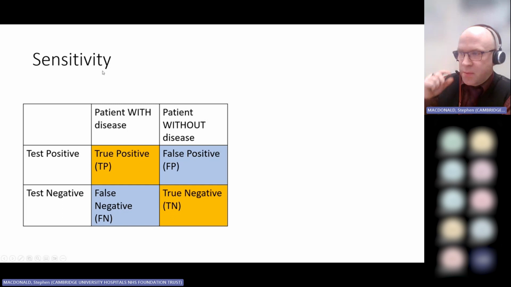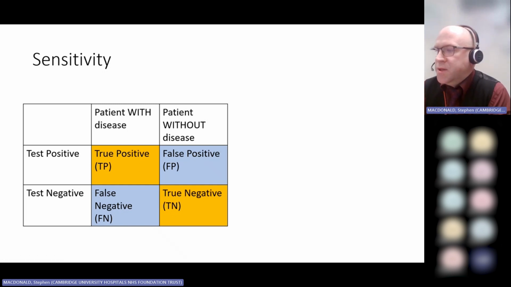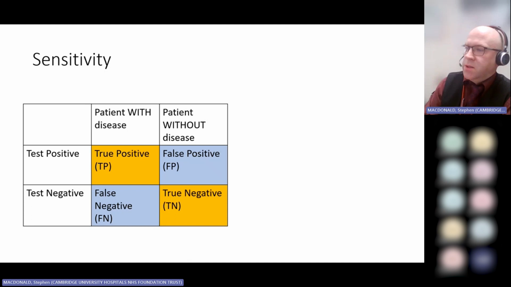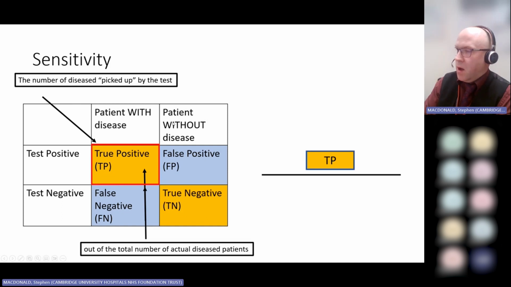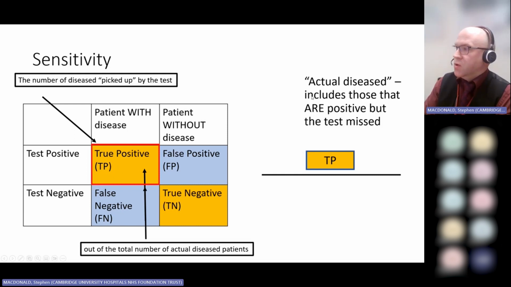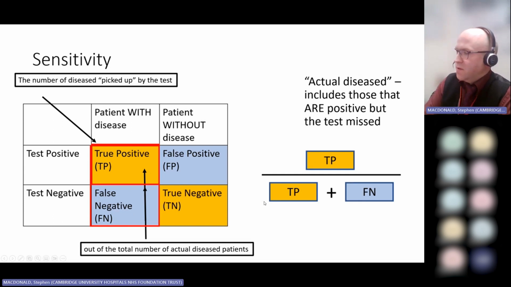So the sensitivity is the ability of a test to pick up the disease in a patient. So it gives a positive result in a patient with a disease. So it's the number of disease patients picked up by the test that goes into this cell here, and that is our true positive. And we divide that by the total number of patients who we know have the disease. So that is both the true positive patients and the false negative patients, because the actually diseased patients we know are positive, but the test has missed them. So we take the true positive and divide that by the true positive plus the false negative to get a proportion of patients that were picked up by the test correctly.